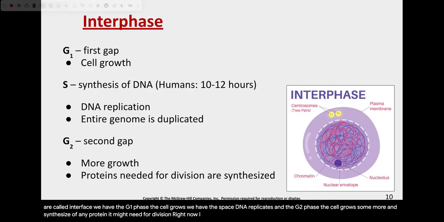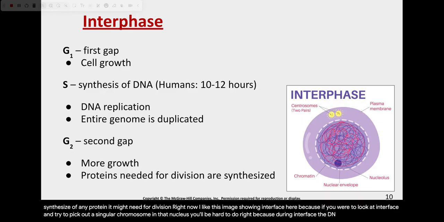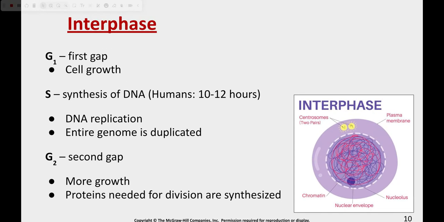Now I like this image showing interphase here, because if you were to look at interphase and try to pick out a singular chromosome in that nucleus, it would be really hard to do. Because during interphase, the DNA is duplicated but it's not yet condensed. So if we were to look at a cell in interphase, it would look very messy. I refer to it as looking like a plate of spaghetti. It's hard to distinguish the noodles apart from one another.